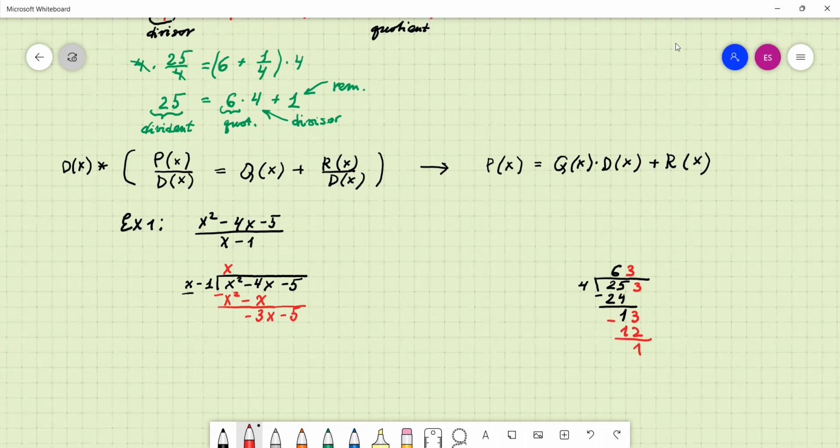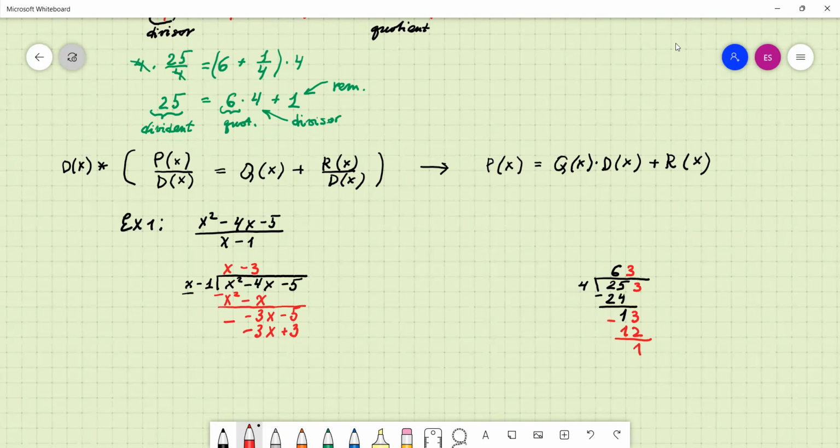Here we are going to have what? What we need to multiply x by to get minus 3? Well, by minus 3, actually. Minus 3 times x is going to give us minus 3x. Minus 1 times minus 3 is going to be what? Just 3, right? Minus by minus is plus, and 1 times 3 is 3.